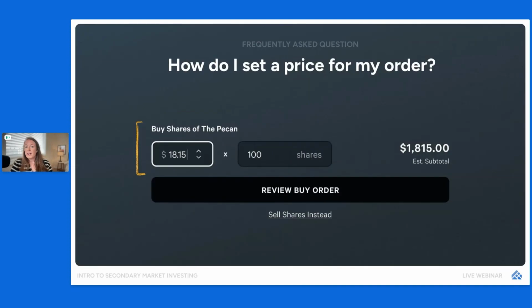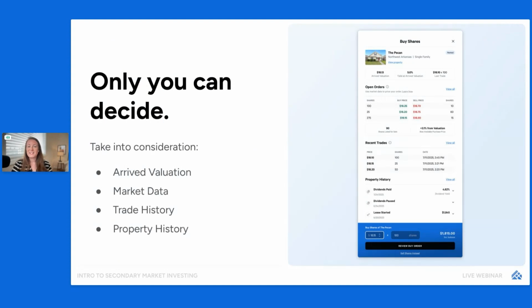So how do you go about setting a price for your order? And again, only you can decide here. So take Arrived valuation, market data, trade history, and property history into consideration. All of those data points are conveniently available for you when you click on any property in the secondary market. And for full details, you can always open up a property's original offering page. There's a handy link right at the top of this screenshot you're seeing here. But just keep in mind that the data on that page is frozen in time from the initial launch. So, take it with a grain of salt.